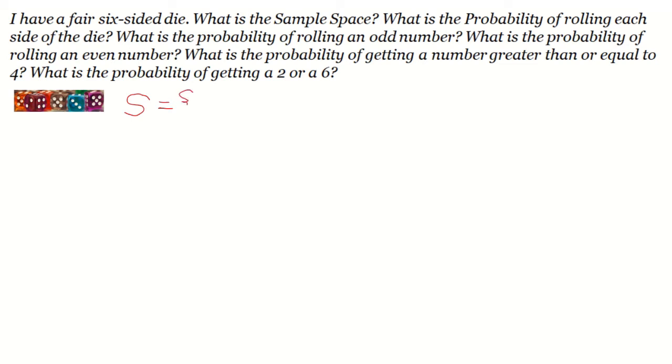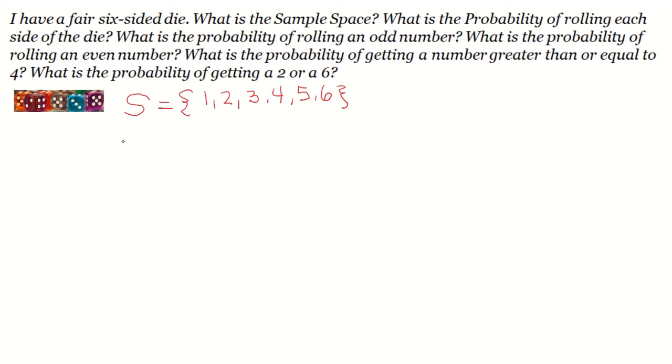Now you'll notice that with a die, each of the sides have a unique number. So the sample space is going to be the number of dots on each side of that. 1, 2, 3, 4, 5, and 6. That makes up our sample space.